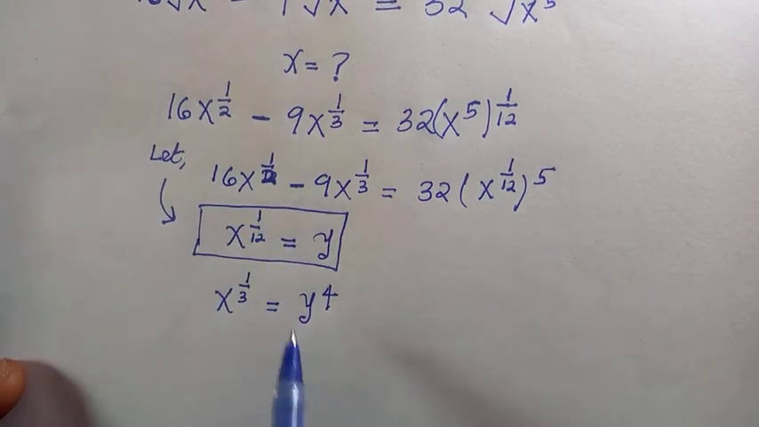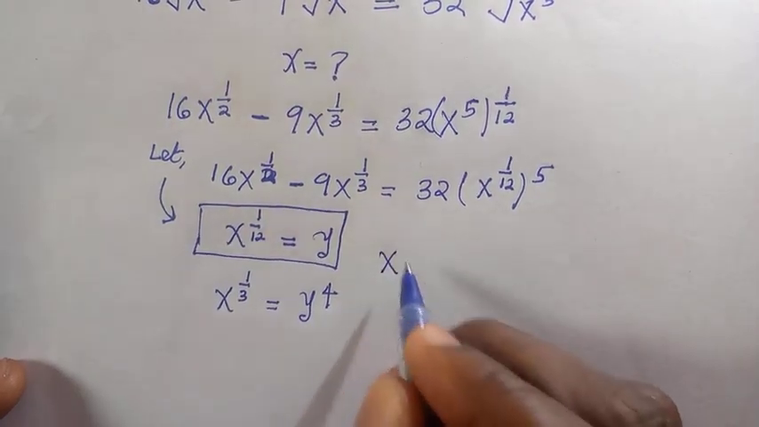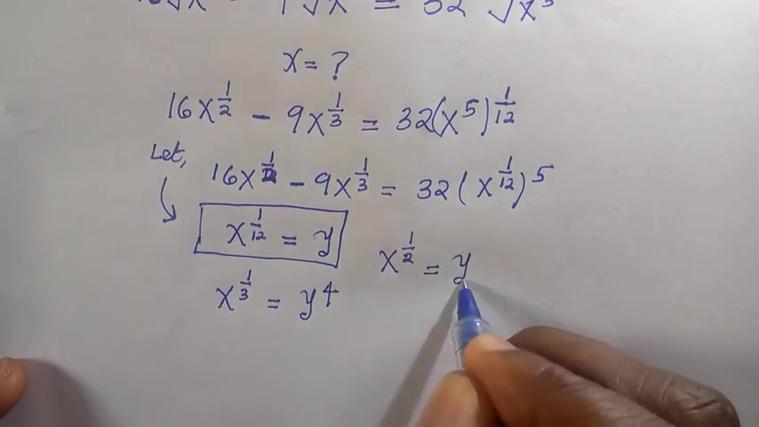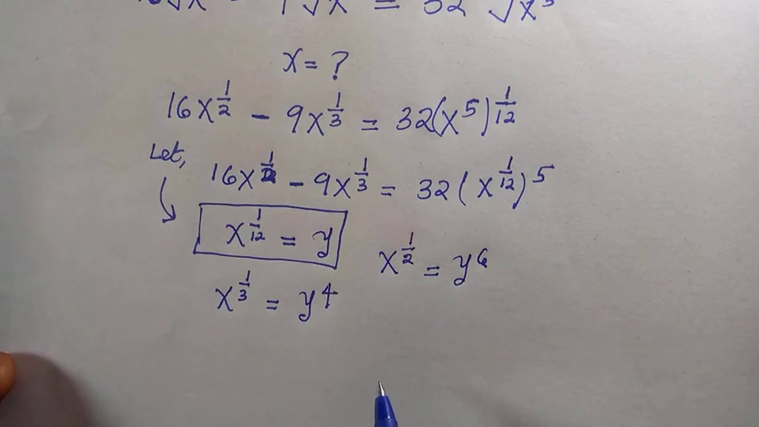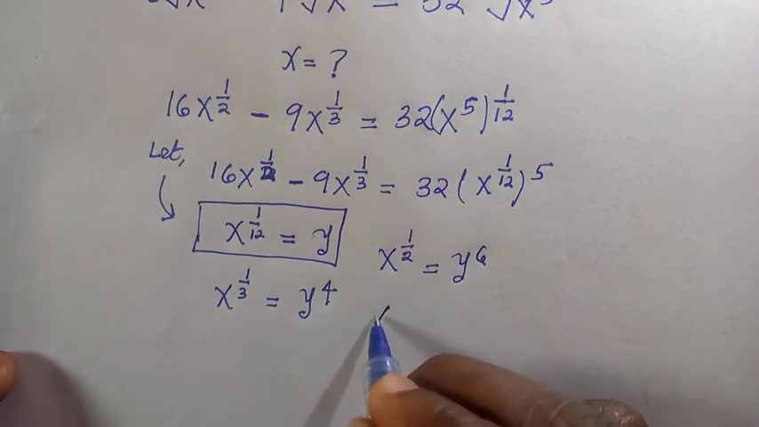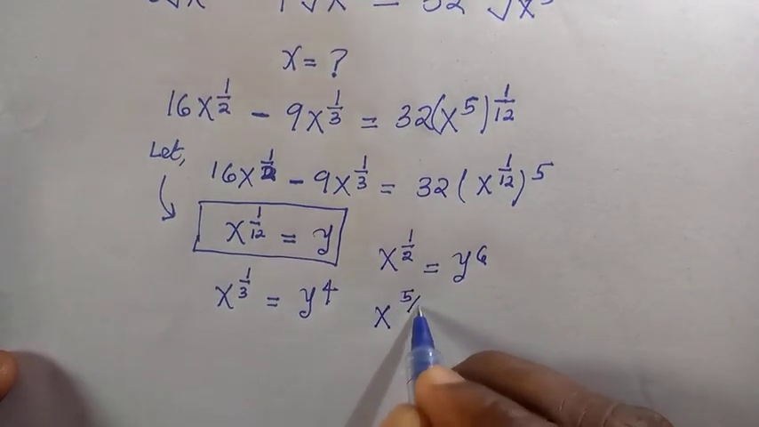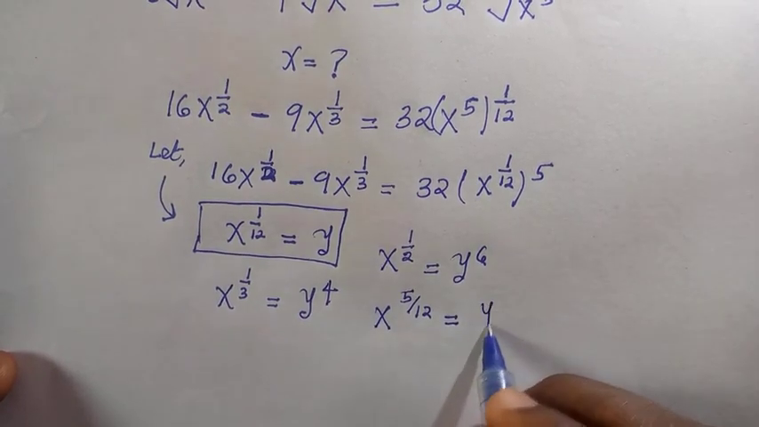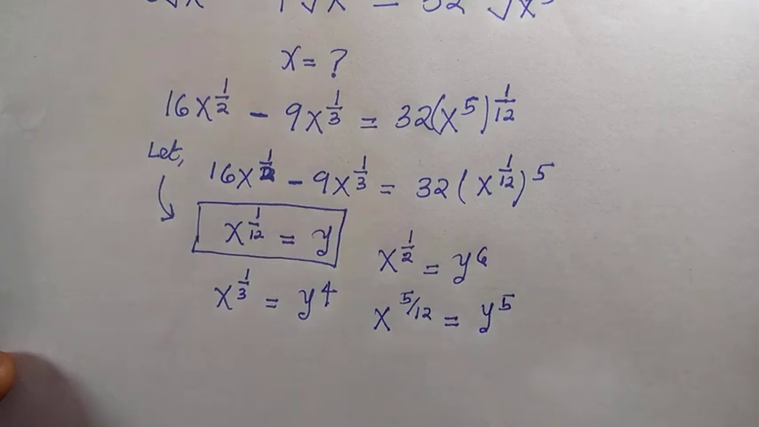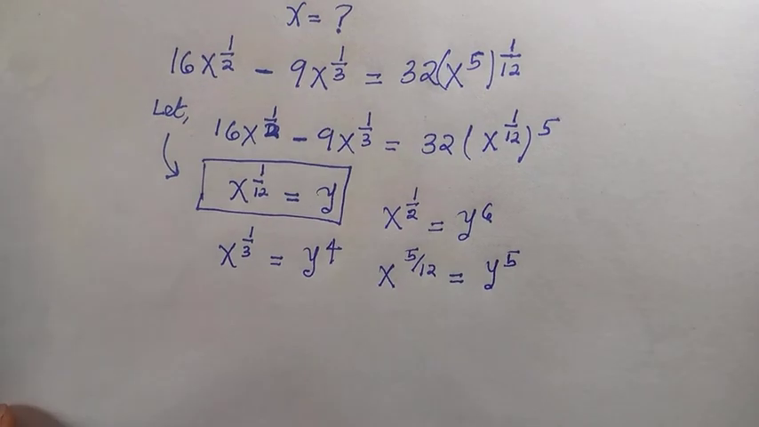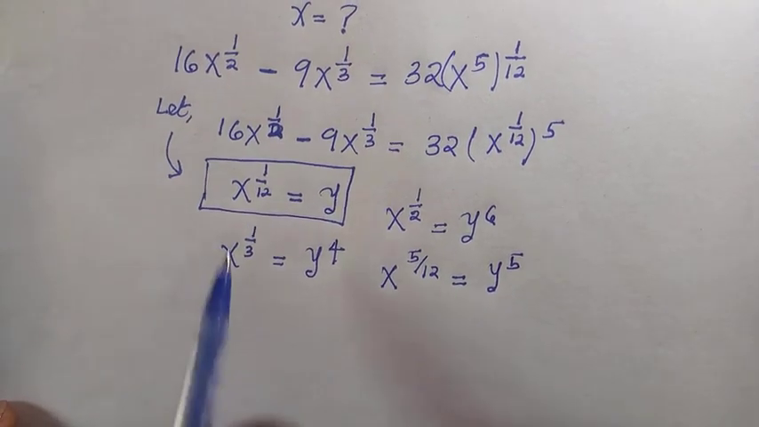And also, if you have x raised to the power of 1 divided by 2 from this same equation, we have y raised to the power 6, if I take the sixth power of both sides. And for the last one, if I take x raised to the power of 5 over 12 and raise everything by 5, then we are going to have y raised to the power of 5.